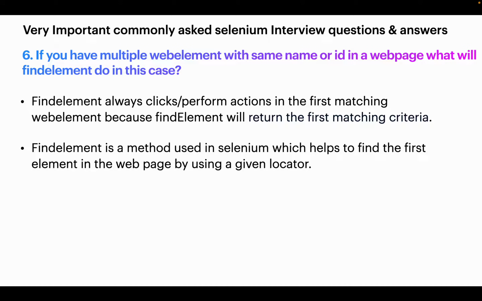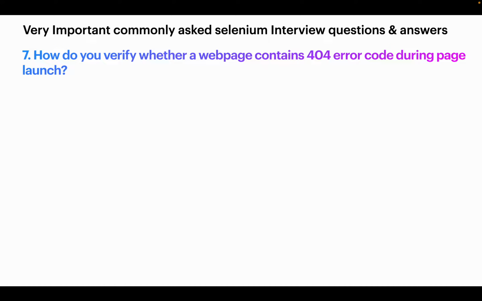Okay, so it will return the first matching criteria. That is the answer for this question. And if they ask what is a find web element, it's a method used in Selenium to find the web elements in the page using a given locator. Okay. So the next question is, how do you verify whether a web page contains 404 error code during page launch?